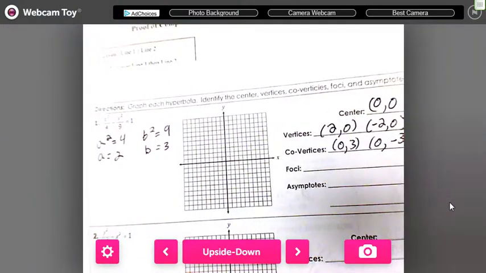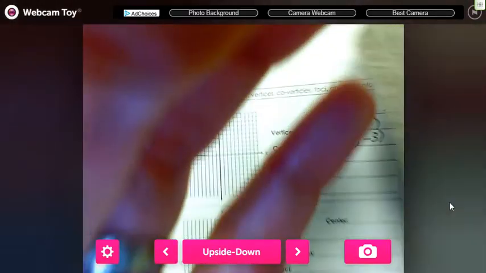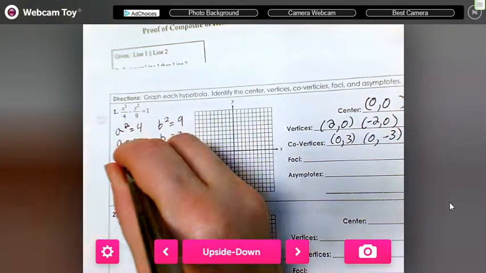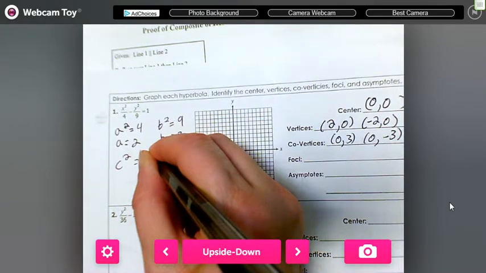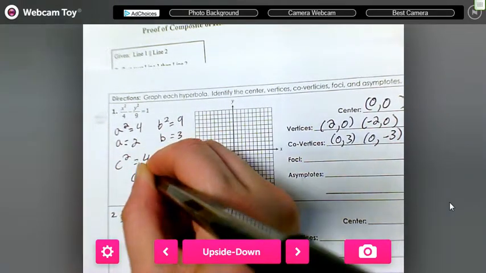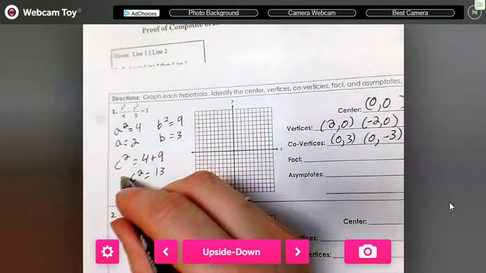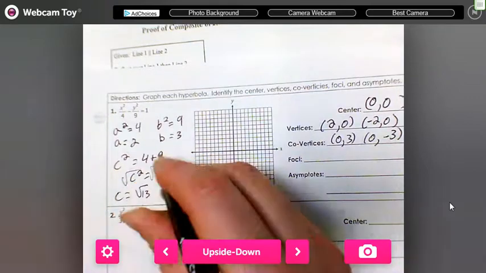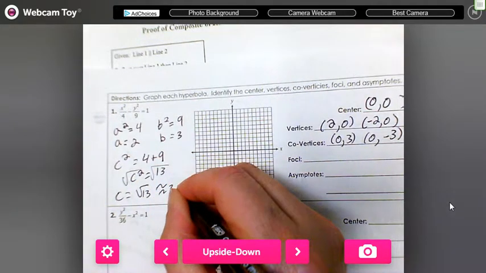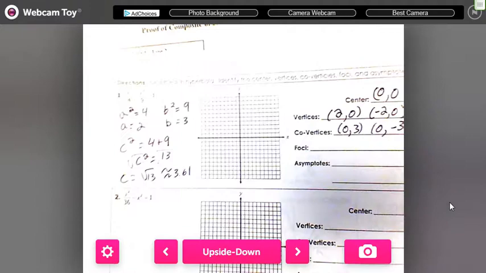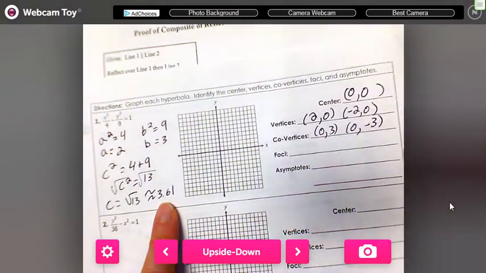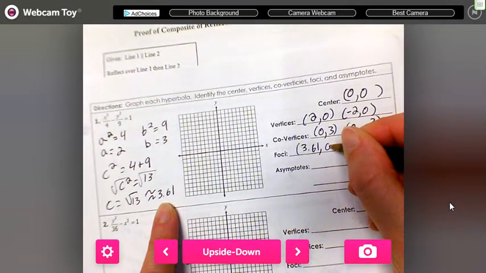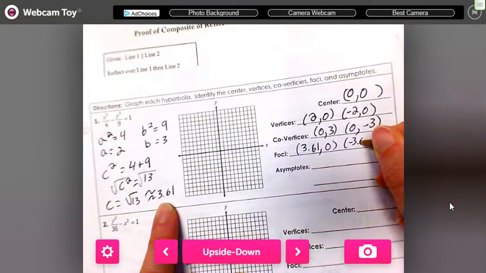All right. So let's look at trying to find my foci points. We're going to go c squared equals a squared plus b squared. So c squared equals 13. Then we're going to take the square root of each side, and I get c equals the square root of 13, which is approximately 3.61. Okay, so it's 3.61 away. So that means it's 3.61, comma 0, and negative 3.61, comma 0.